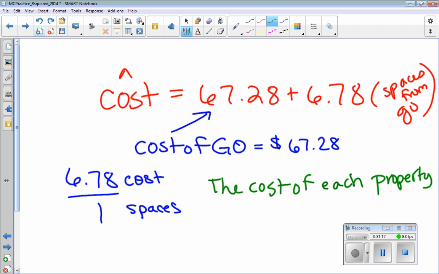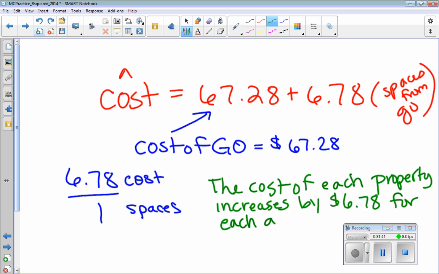Okay, yes. Jordan. For the slope, no, you don't have to. Okay? So the cost of each property increases by $6.78 for each additional space from Go.